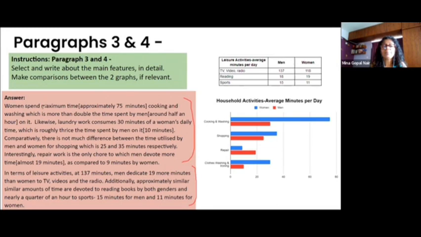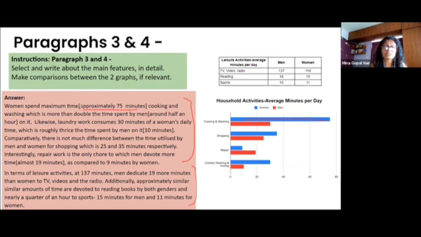Women spend maximum time. This is very evident. You can see that this stands out. Women spend maximum time. So this is the language that I have used. Sayam, approximately 75 minutes. Approximately. So women spend maximum time in brackets.